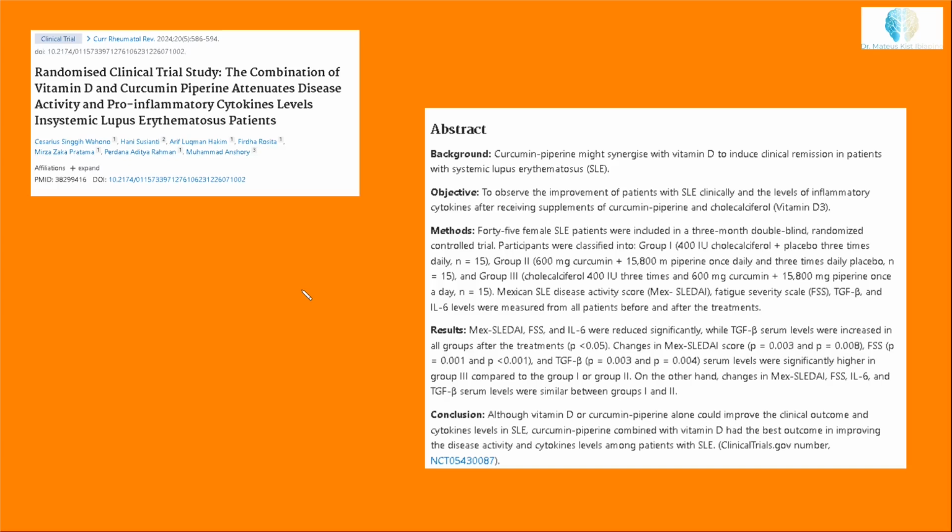Here we have a trial of vitamin D and the association of curcumin plus piperine on patients with systemic lupus erythematosus. In this trial, they had 45 female patients. They divided them into 3 groups. The first group received vitamin D. The second group received the curcumin plus piperine association. And the third group received vitamin D plus curcumin and piperine.